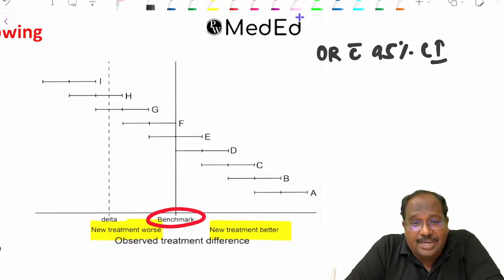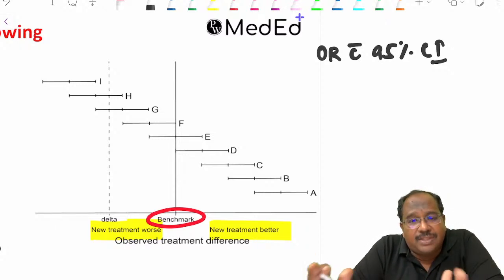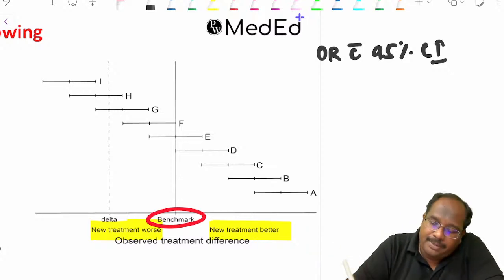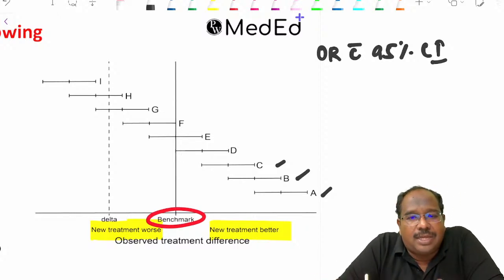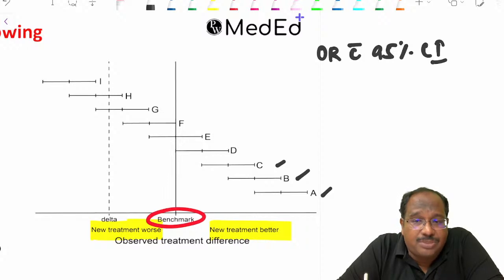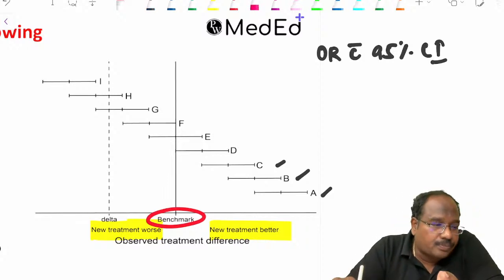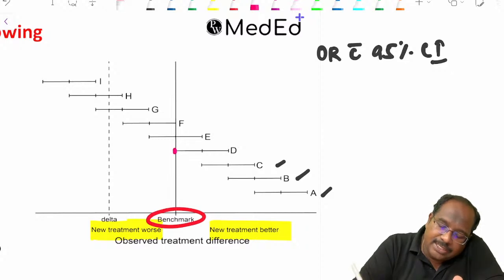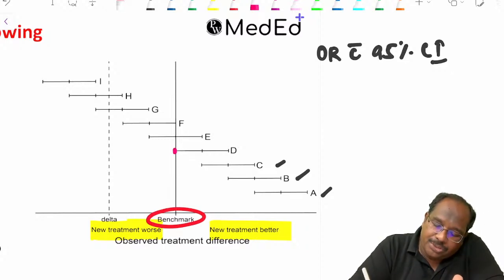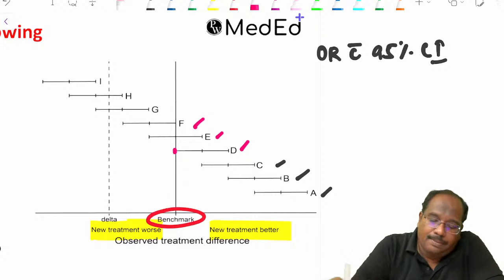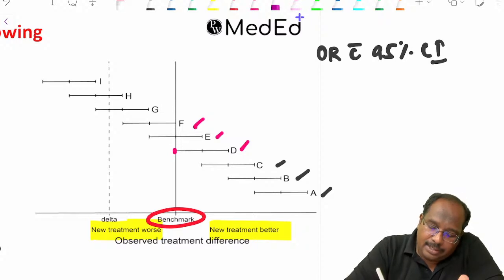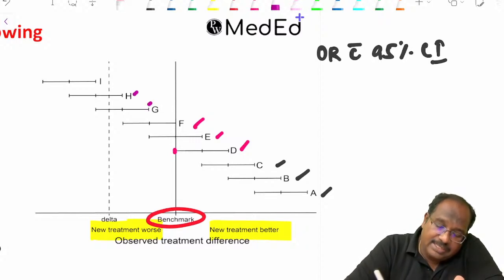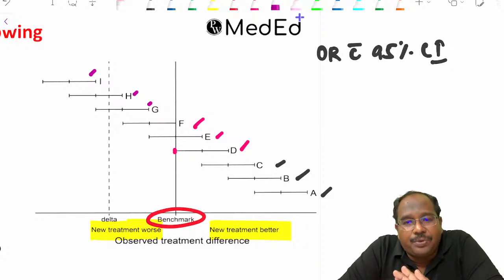This is first treatment A. The entire range is within new treatment is better. These three are in the range, and they are not touching the benchmark. What about D? It is touching here, so this comes in the benchmark. These three will come here in the benchmark. And what about this one? The new treatment is worse: D is there, H is there, I is there. All three show that the new treatment is worse.